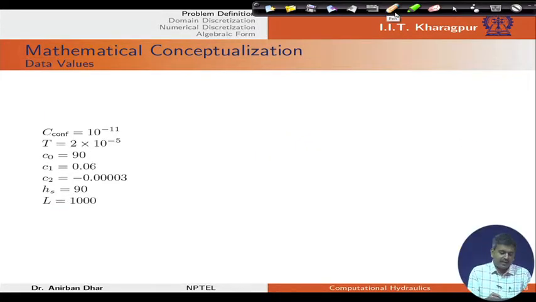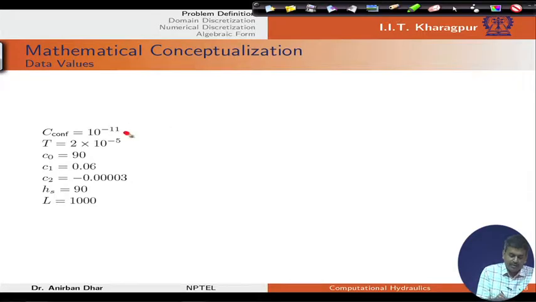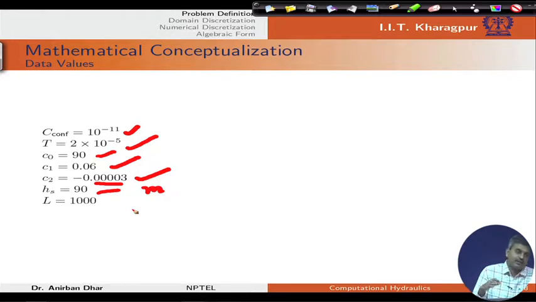So, let us say that C conf is 10 to the power minus 11, T is 2 into 10 to the power minus 5, and C0 is 90, C1 is 0.06, C2 is minus 403, and Hs, this is in meters, the elevation for the water body, that is 90 meters, and length is, let us say, 1000 meters. So, with this we can solve the problem.